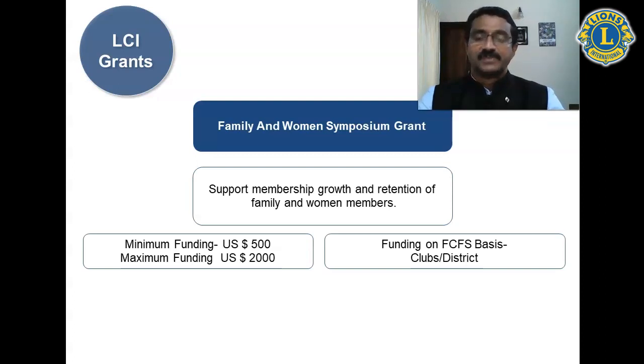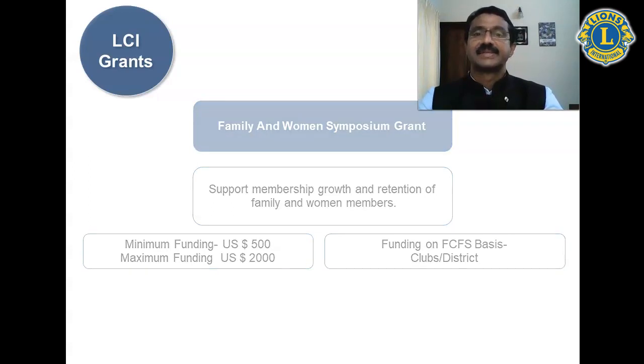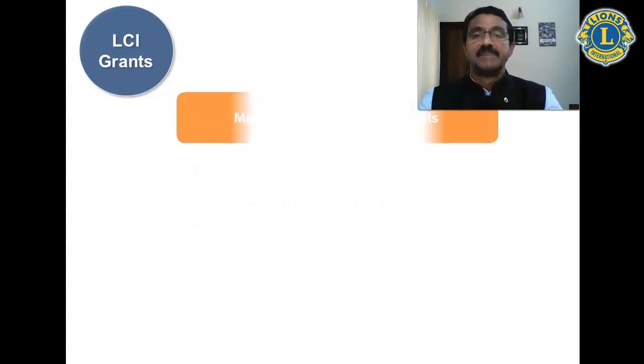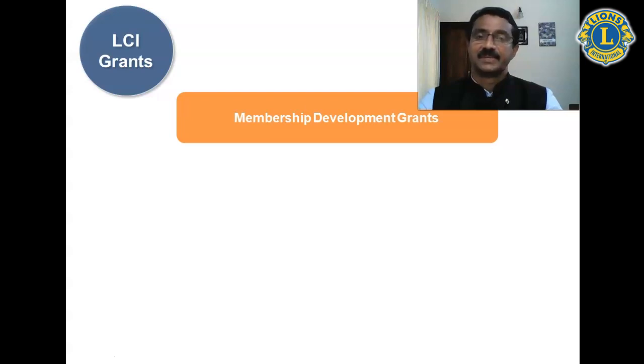You must apply for this grant through the Membership and New Clubs Program Department. So be quick and be in the queue so that you will be able to avail this grant opportunity. This is Family and Women Symposium grant. The next group which we are going to is Membership Development grants.